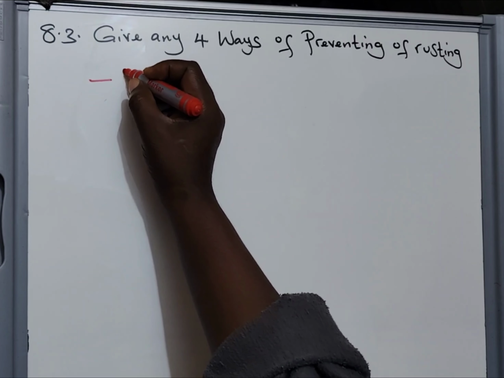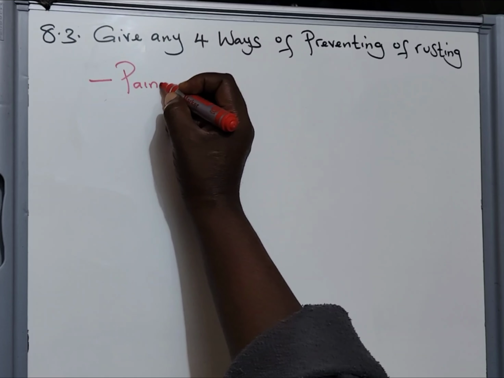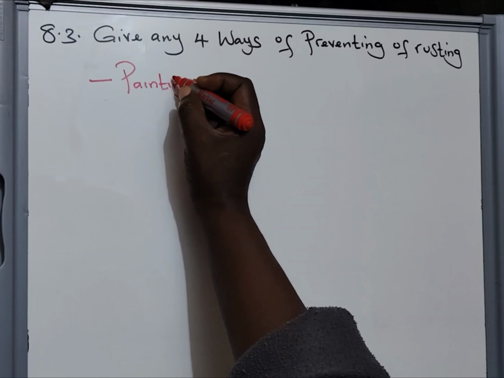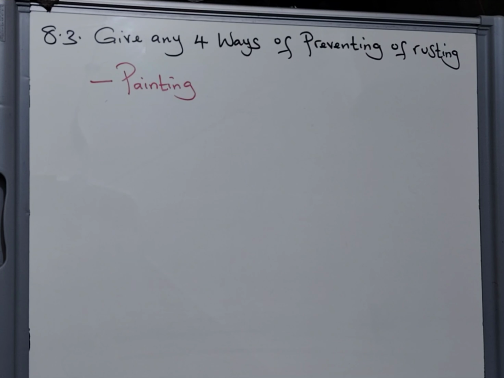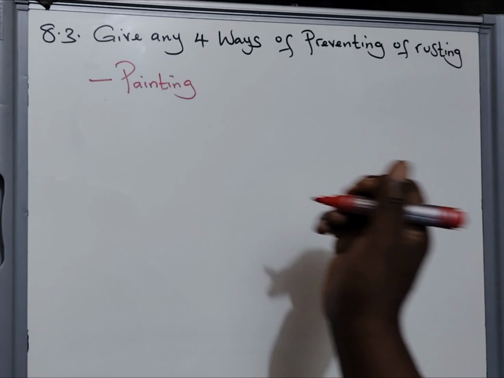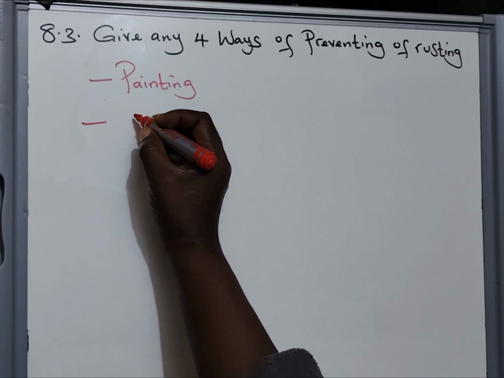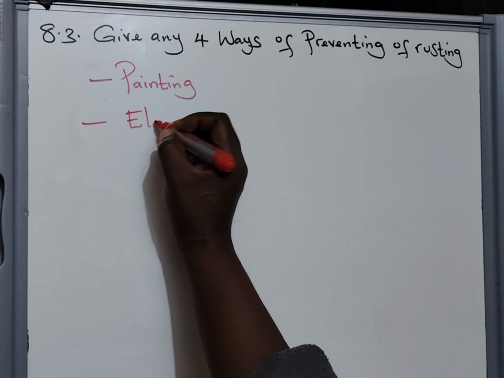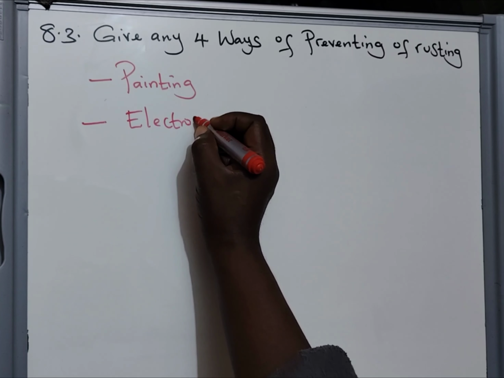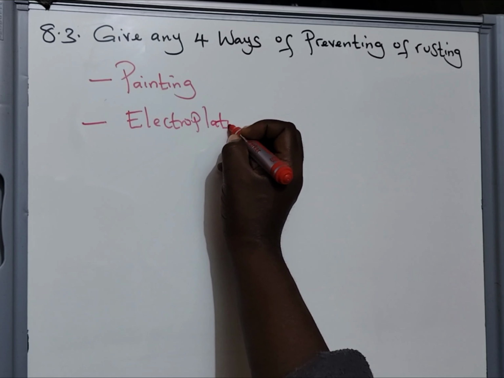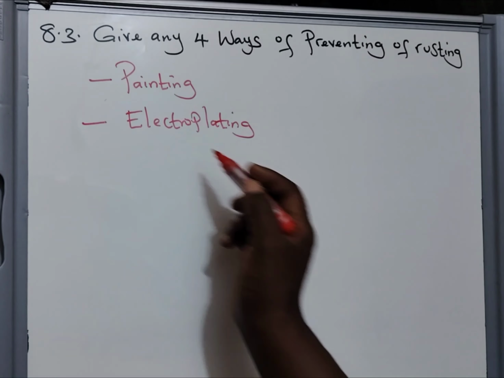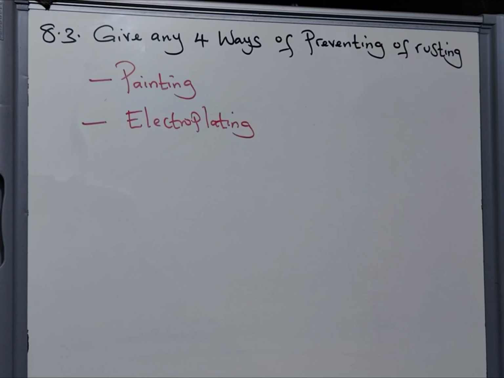1, you can prevent it by painting. Yeah, when you paint, you protect the inner metal from exposure to oxygen and water. Okay, another one is electroplating. Yes, this is the coating of a metal with a thin layer of another metal which is resistant to rusting.